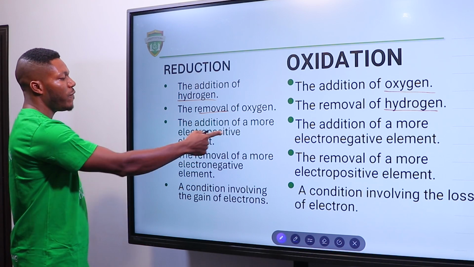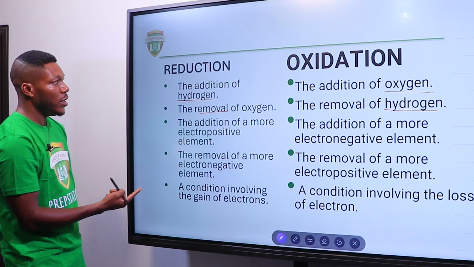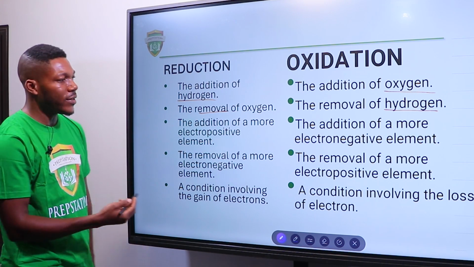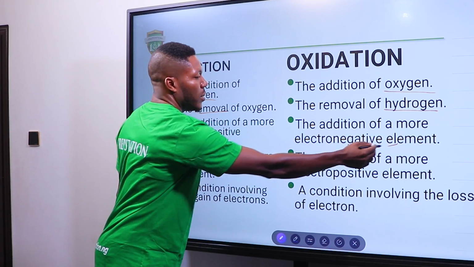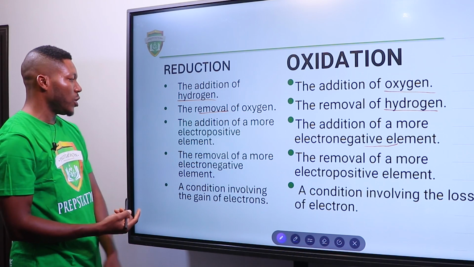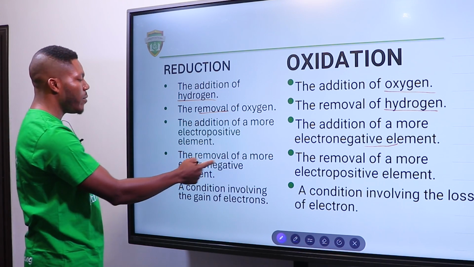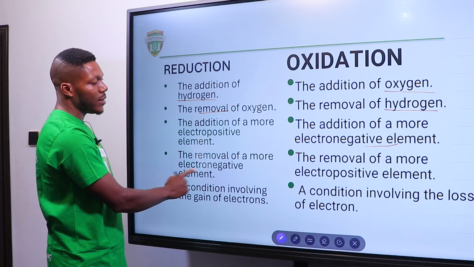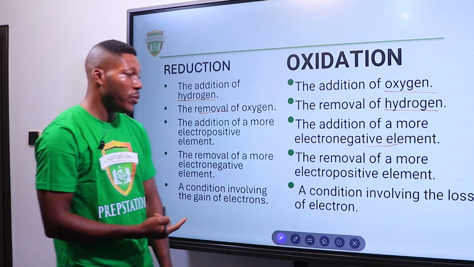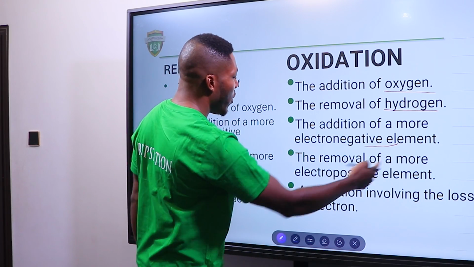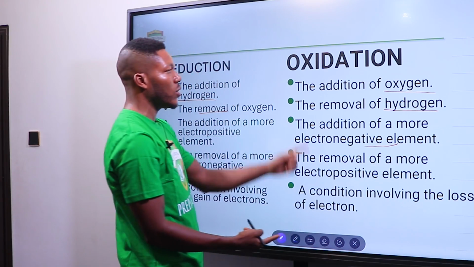Now, the addition of a more electropositive element is a reduction process, whereas the addition of a more electronegative element is known as an oxidation process. Then the removal of a more electronegative element is known as a reduction process also. And what is the opposite? The removal of a more electropositive element is known as oxidation.